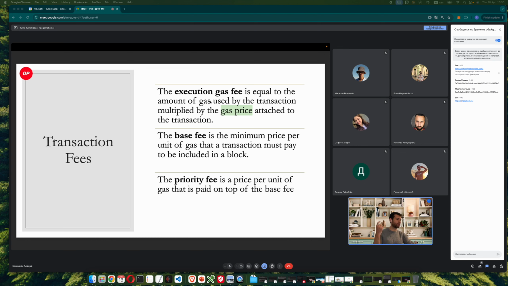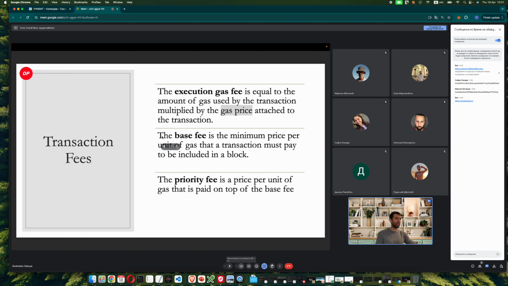So if you have 20 computing units, 20 gas, and you want to pay 0.001 ETH for each computing unit, for each gas, then you have to multiply it. So I'm going to use 20 computing units and I'm going to pay 0.01 ETH for each gas used, so I will have to pay 0.020 ETH in total.